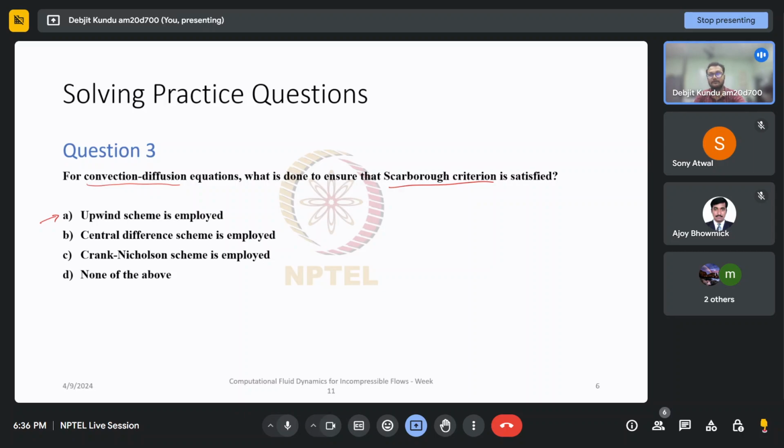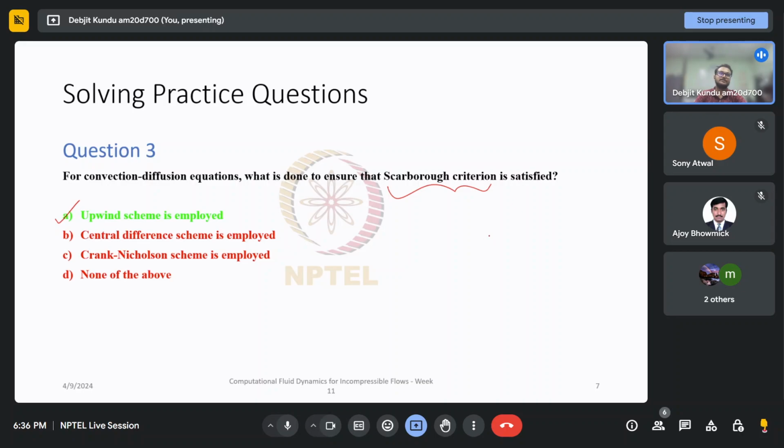Okay, let's have a look at the solution. It is actually option A. So the upwind scheme is employed. There are different orders of upwind schemes, but the main use of employing them is that the Scarborough criterion gets automatically satisfied, and as a result, your convergence is ensured.